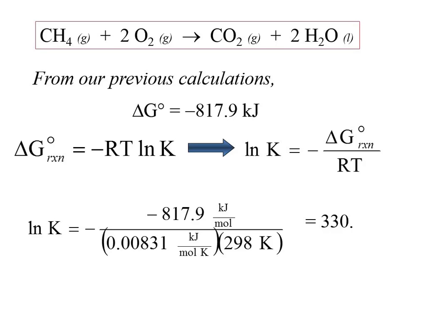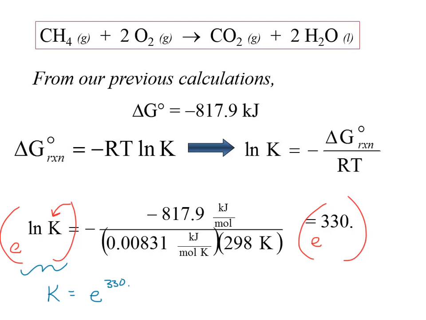I can't remember if it's on the next slide or this slide, but in order to do your homework, if you want to isolate K, you take both sides, e raised to the ln of K is equal to e raised to the 330th power. Over here, e raised to the ln of K is equal to K. And so simply, K is equal to e raised to the 330th power.